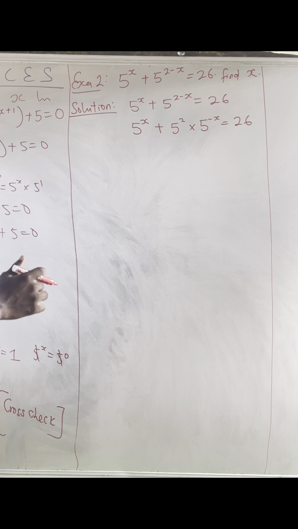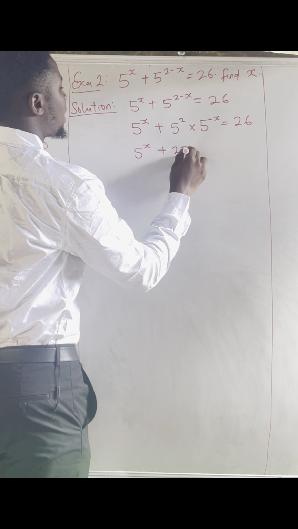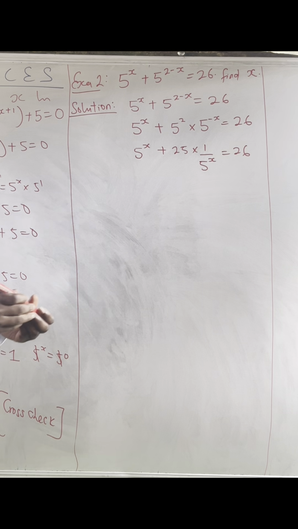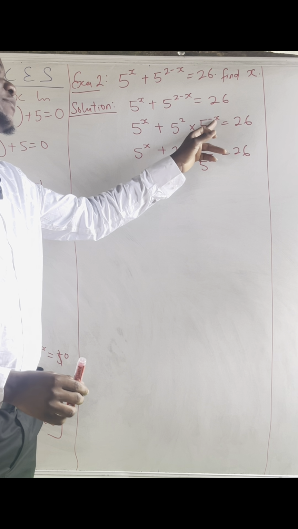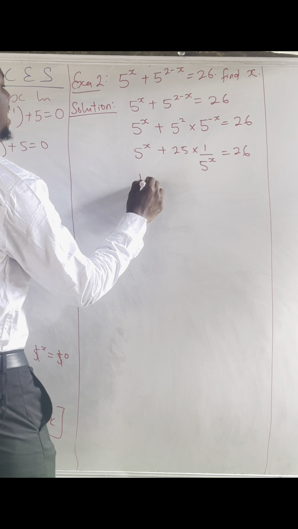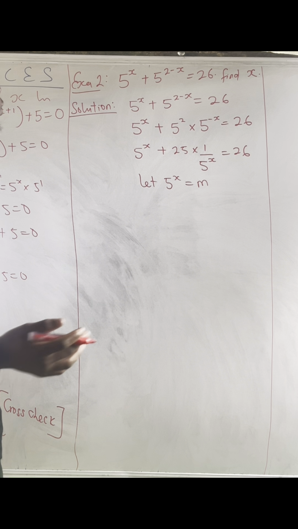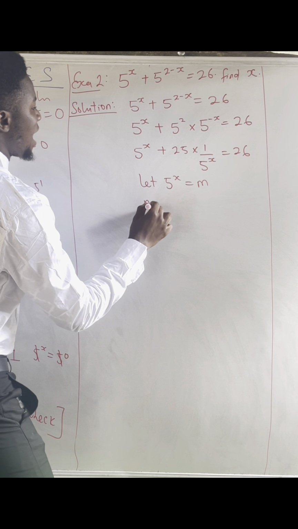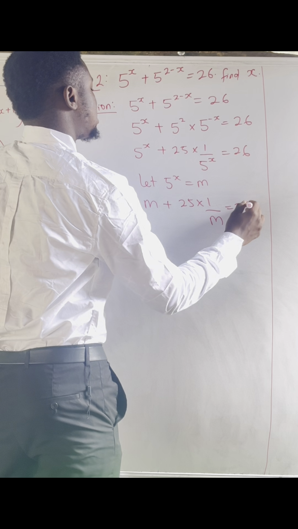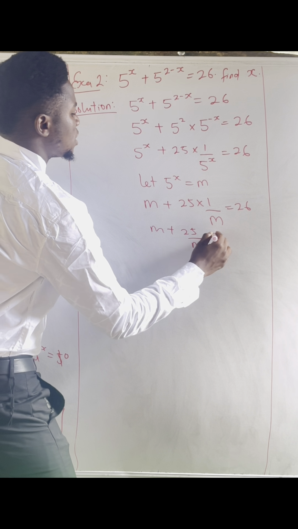So that is using the multiplication law. The next thing I'm going to do is write this expression as 5 raised to power x plus 25 times 1 over 5 raised to power x is equals to 26. Do you remember the negative index? That negative index is going to change to division. Now let 5 raised to power x is equals to m. You can use any letter if you wish. So this expression turns to m plus 25 times 1 over m is equals to 26, which returns to m plus 25 over m is equals to 26.